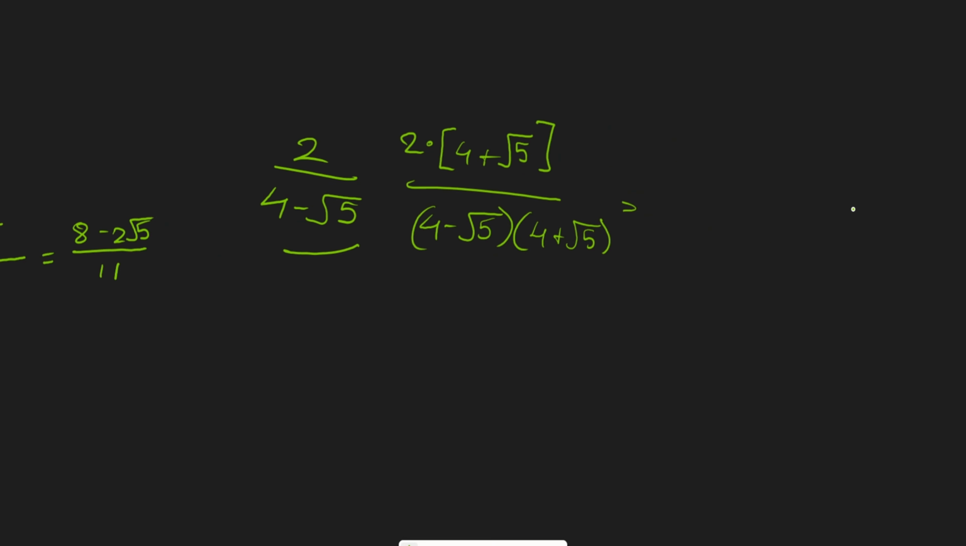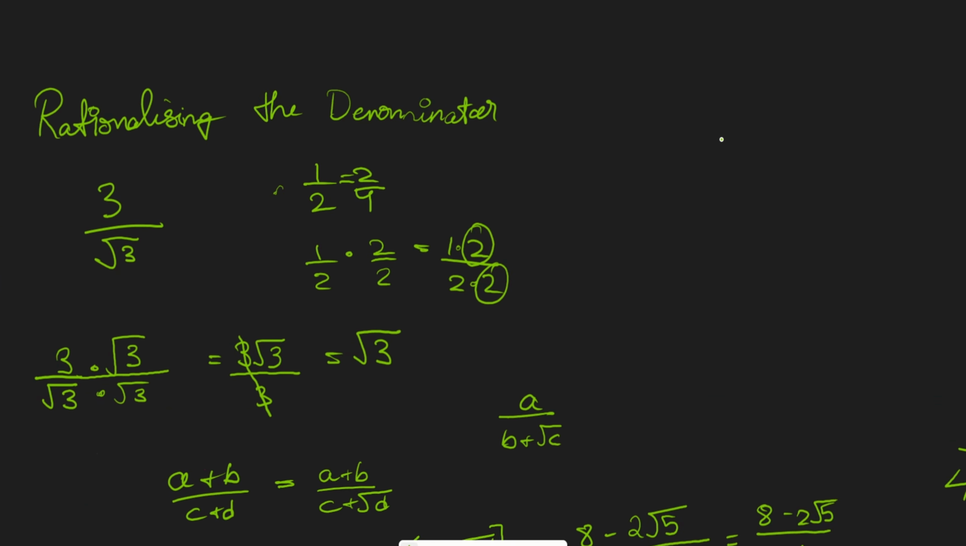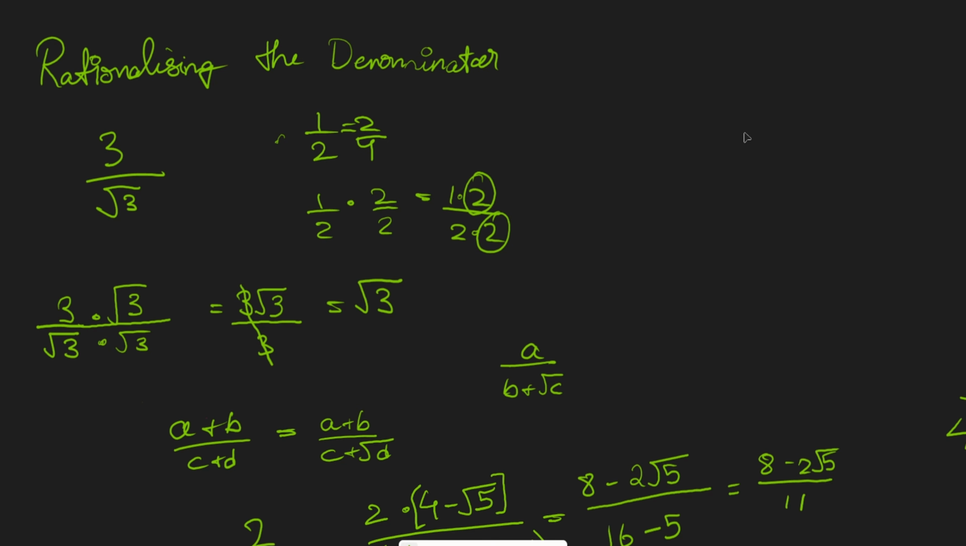we have 4 plus root 5. The final answer is going to be 8 minus 2 root 5 by, sorry, 8 plus 2 root 5. My apologies. 8 plus 2 root 5 by 11. Be very careful, your numerator will change because there's 2 times 4, 8, and 2 times plus root 5, not negative root 5. So 8 plus 2 root 5. Right, so that's how you rationalize the denominator.